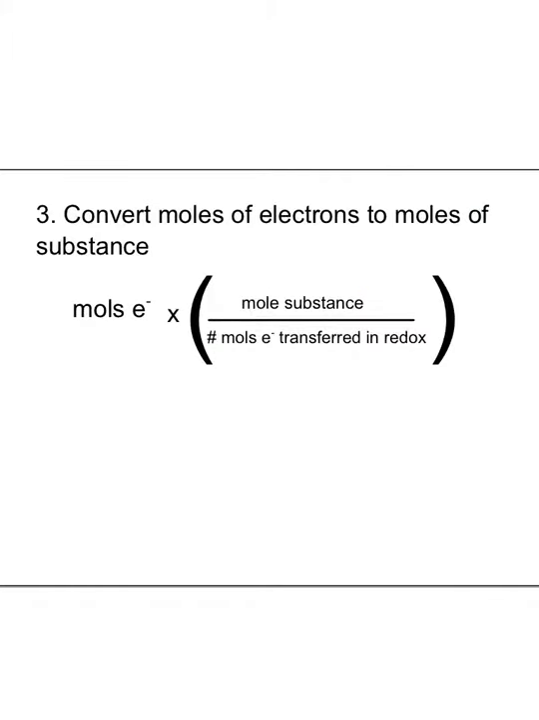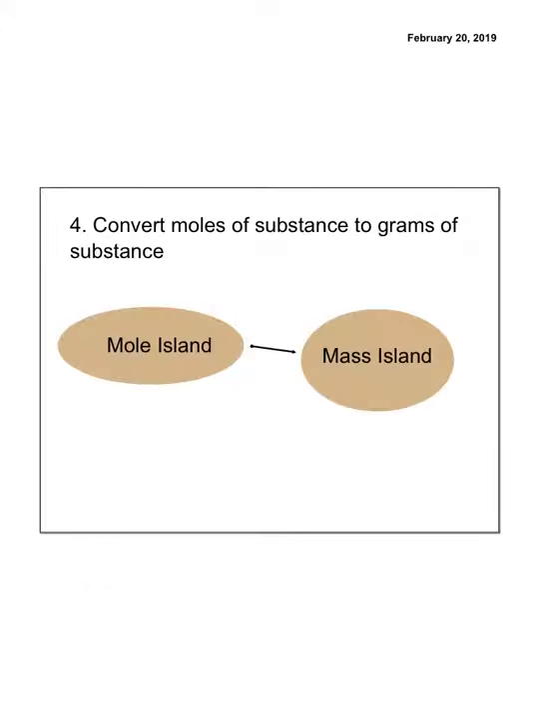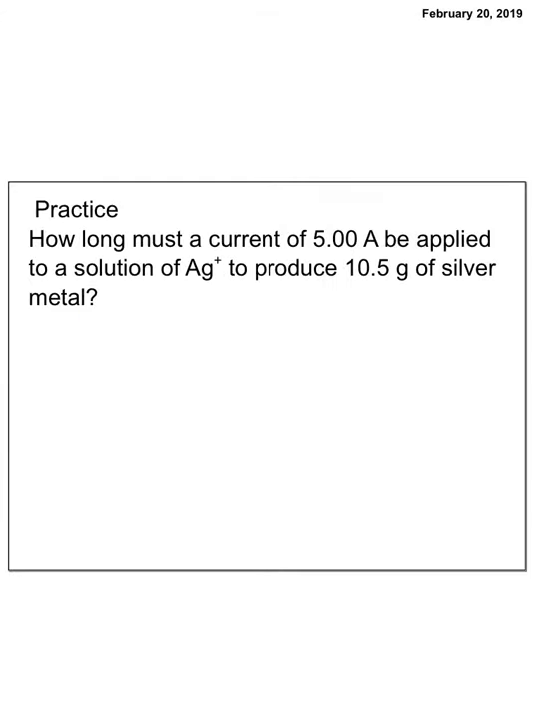Once we have moles of electrons, we can figure out how many moles of whatever, usually metal, we're looking for. So we look at the balanced redox reaction, and if we have a certain number of moles of electrons from the calculation so far, we're going to look at the number of moles transferred in the redox. That was n in our delta G equals negative nFE equation, and then to however many moles of the substance, which is usually 1 mole of the substance that we're making. And then we're just going to take a little trip to Mole Island. Using molar mass, we'll go from moles to grams.